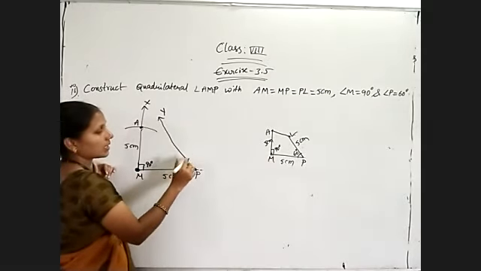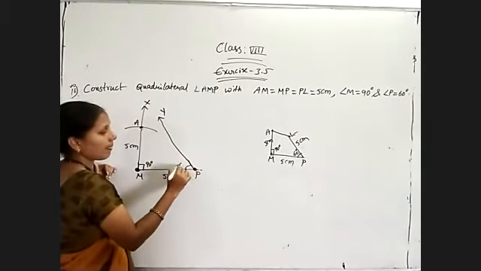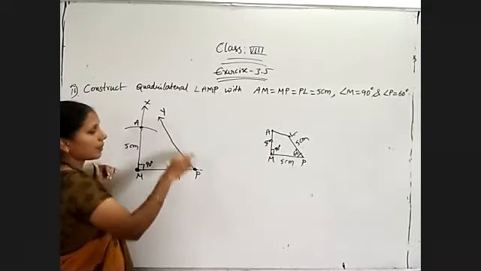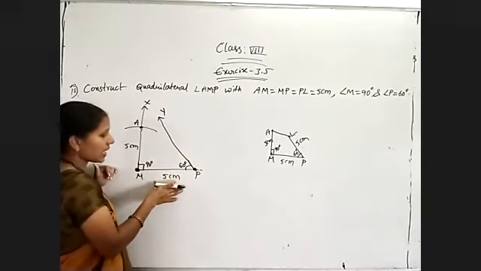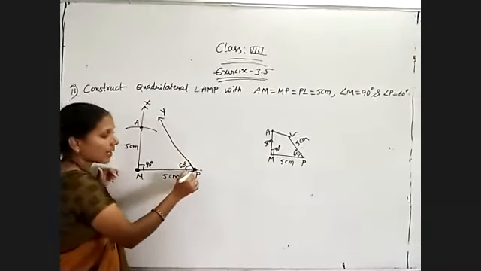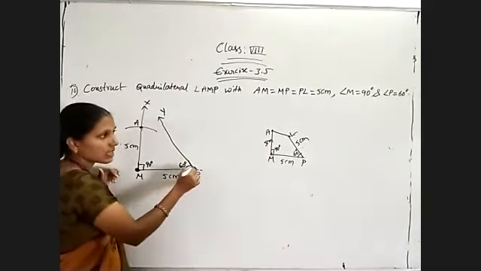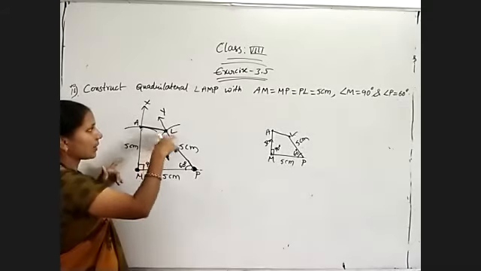So like this I will get 60 degrees. Now ray PY is making 60 degrees with the line segment MP. Now P as center with 5 centimeters radius, cut that ray PY at L. So it is 5 centimeters. Now join A and L. That's all. We will get the quadrilateral LAMP.